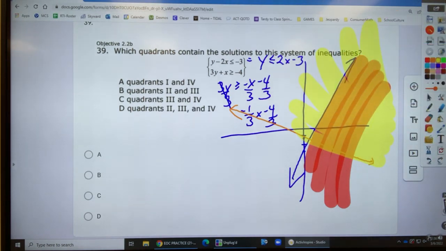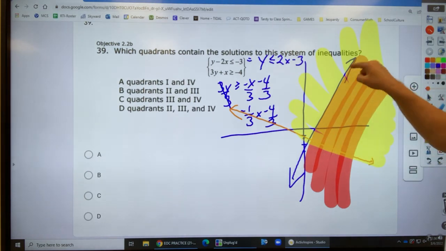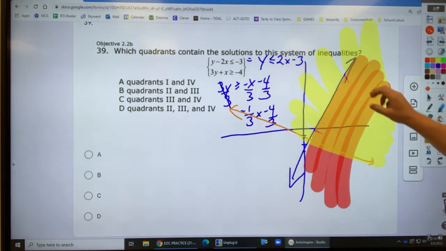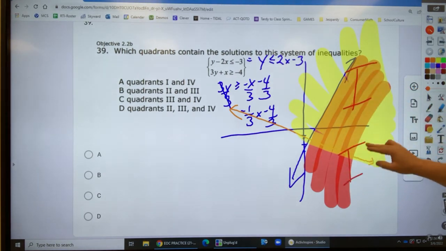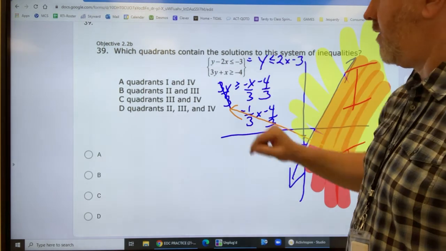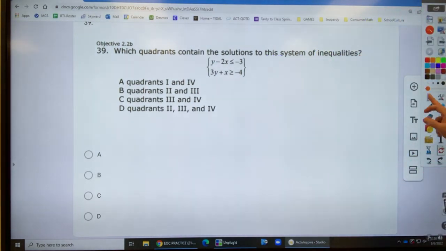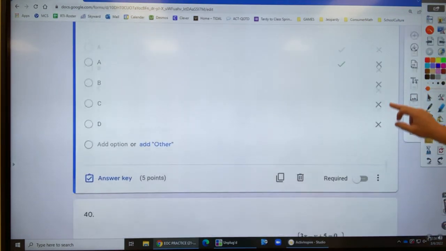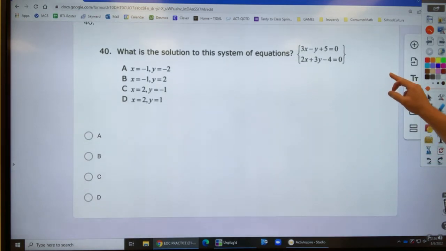Where does the shading overlap? I hope you remember your quadrants, first, second, third, fourth. The shading overlaps in our first and our fourth quadrants. 1 and 4, A. There it is. All right, last one in this set.